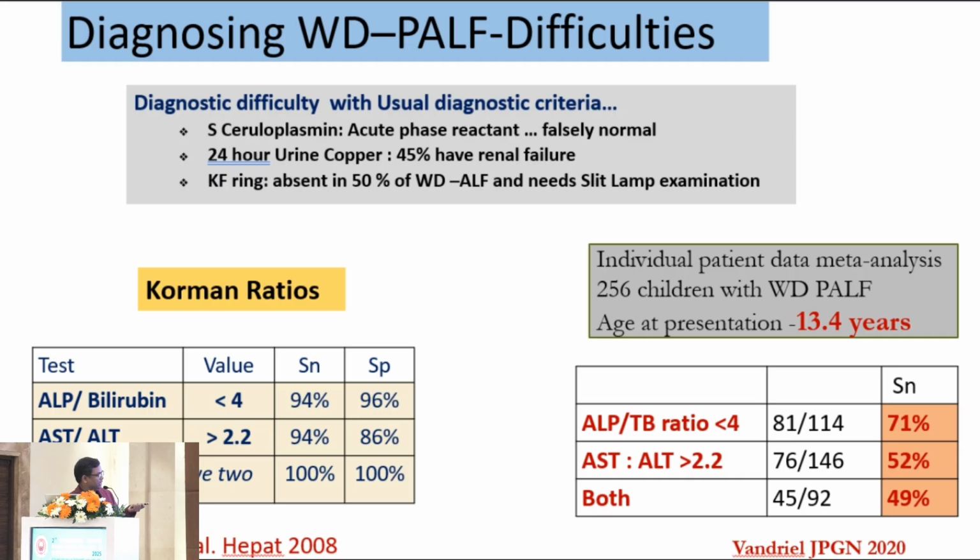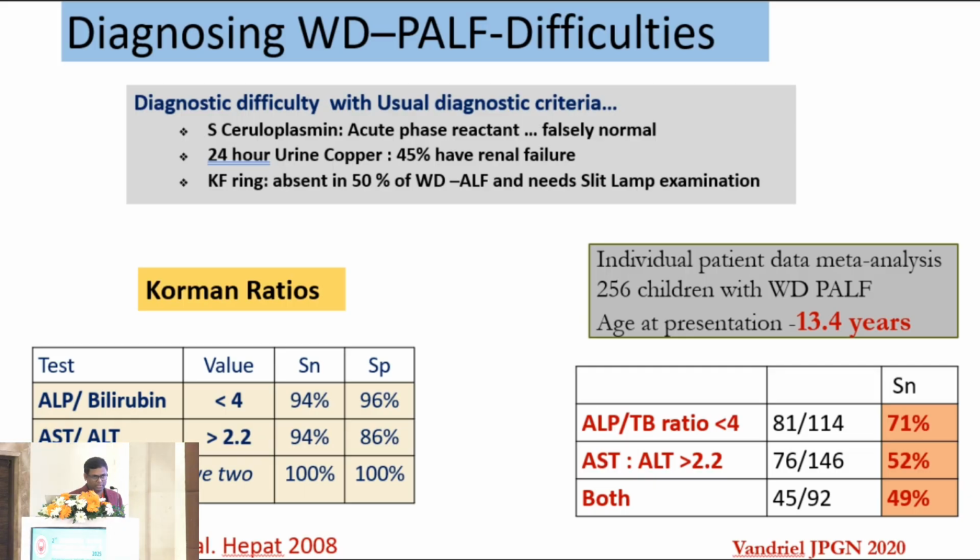In a 2008 study, ALP by bilirubin less than 4 and AST by ALT more than 2.2 was shown to have very good sensitivity and specificity in adults. This is adult data. But in children, what we have is not so good. The first one has around 71% sensitivity and the second one was 52%. Combined it was only 49%. So diagnosing Wilsonian crisis becomes more difficult in children.